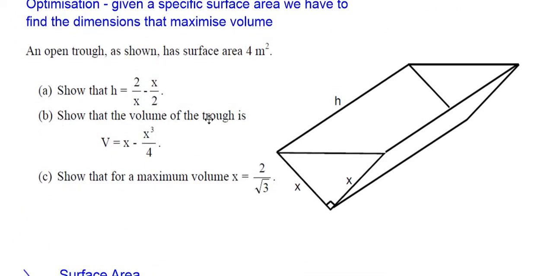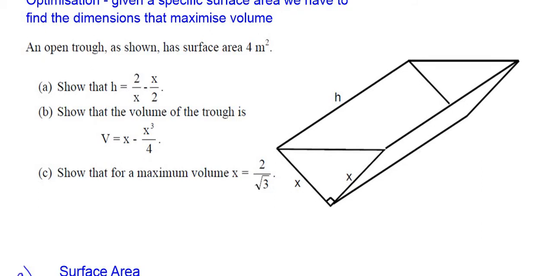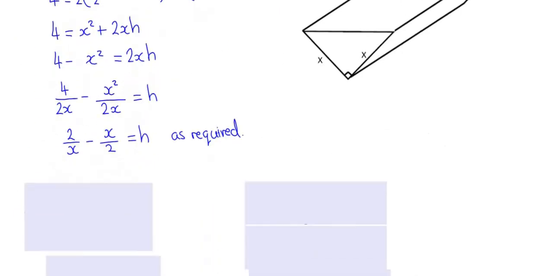Now, show that the volume of the trough is given by this expression. So again, this is the first time we're talking about volume. Just remind ourselves of the volume of this trough. It looks like it used to be a cuboid and then we've cut it in half. A cuboid has a volume of length times breadth times height. In this case we'll just put a half in front of that and we've achieved half a cuboid, in other words this trough, the volume of this trough. Anyway, let's start at part B.